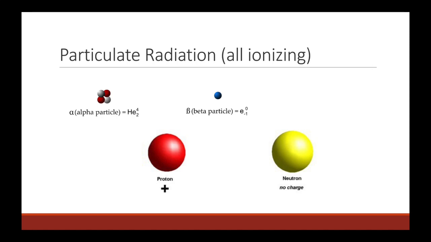Other types, we have alpha particles, and an alpha particle is basically a helium nucleus, which consists of 2 protons and 2 neutrons. So as you can imagine, alpha particles are quite heavy. The other particulate radiation that you might hear about in your radiobiology lectures is neutrons.